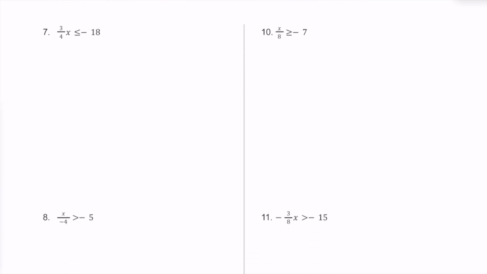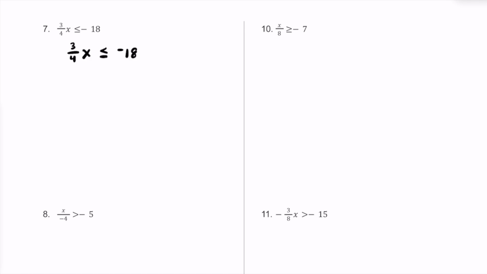Let's check out number 7. For number 7, we have 3/4 x, or 3/4 times x, is less than or equal to -18. All right, so how are we going to isolate x here? Well, notice how the coefficient for x is 3/4. If we want to get that coefficient to be +1, we could do one of two things. We can go ahead and divide both sides by 3/4, or we can multiply both sides by 4/3.